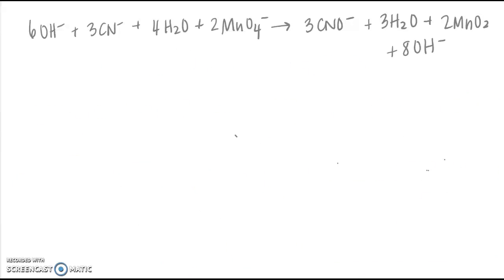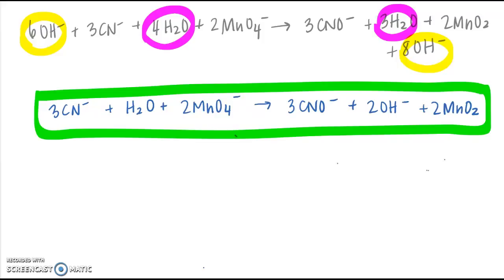So after you multiply all your coefficients and add everything together, you get something that looks like this. But remember, you got to go back through and cancel things that are the same on both sides. And so this is what you get when you add them together and cancel things that are the same. Remember, 2 ways to double check.